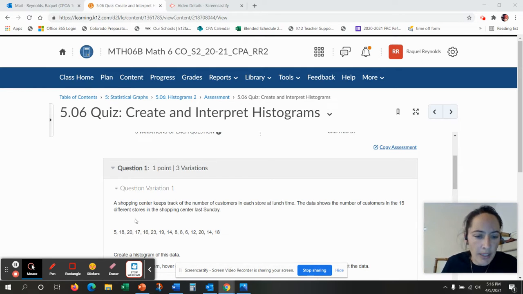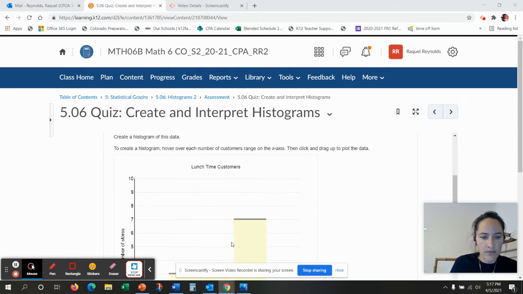All right, so a shopping center keeps track of the number of customers in each store. At lunchtime, the data shows the number of customers in the 15 different stores in the shopping center last Sunday. All right, there's the data. So just like a line plot, you're going to arrange it from least to greatest, and then you're going to either find a range, probably they've already created it for you, and you're going to drag on the histogram how many of your data points fit in that range. So for instance, 0 to 5, 1, 6 to 10, well, I don't know if that's it. Let's go take a look.